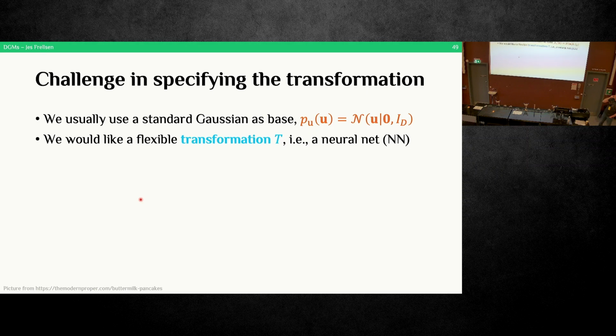So we would usually use a standard Gaussian for the base distribution, but we would like to have a flexible transformation. And in the age of deep learning, we would of course like to use a neural network.